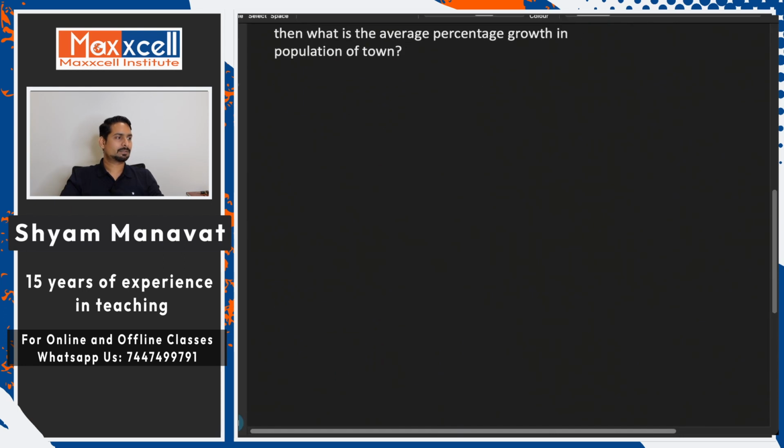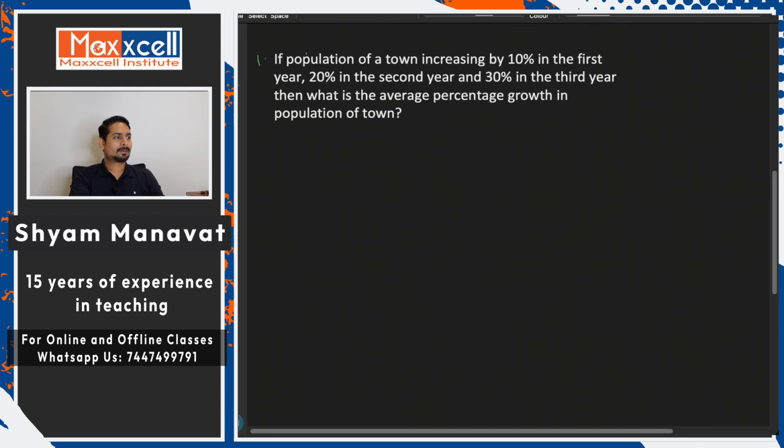First question. If the population of a town is increased by 10% in the first year, 20% in the second year and 30% in the third year, what is the average percentage growth of the population? So what do you do here? Let's say the initial population of the town is 1. You can assume x also, you will get the same answer. Why? Because the question is in percentage and the options are also in percentage.